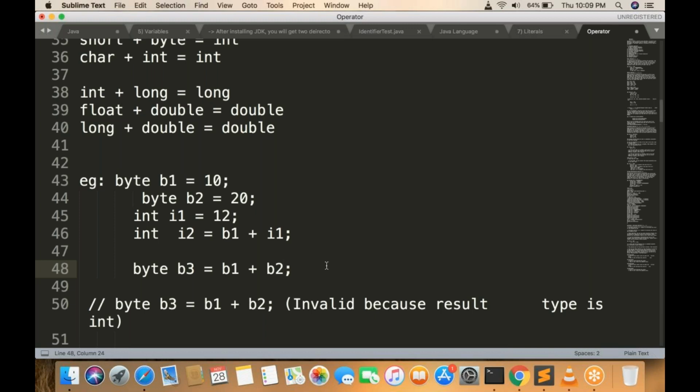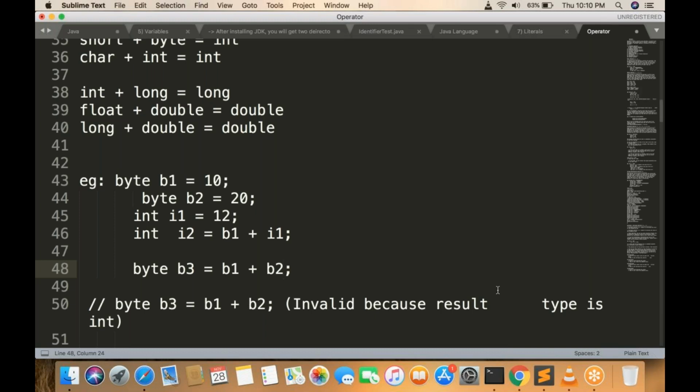But if any of these two operands is of type wider than int, if B1 is of type long and B2 is int, that means it's higher than int, right? If any of these two operands is of higher type, then the result type would be that higher type only. If B1 is of type long, then the result type would be long, no matter whether B2 is short, char, byte or int, because it is lesser than B1. Correct.